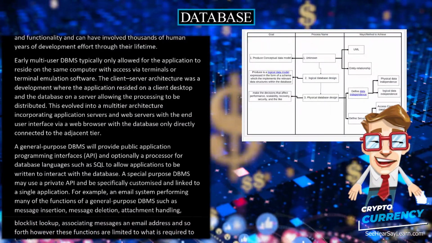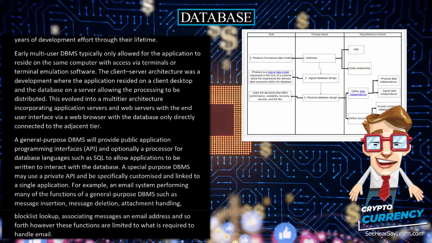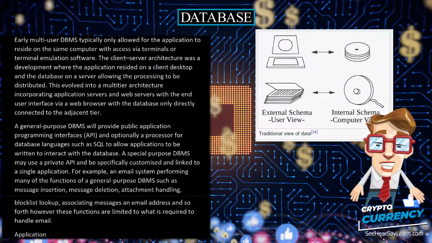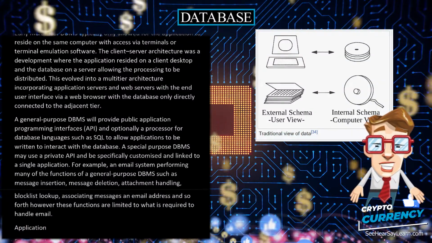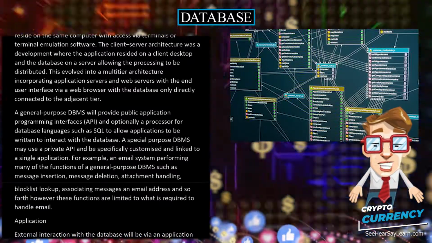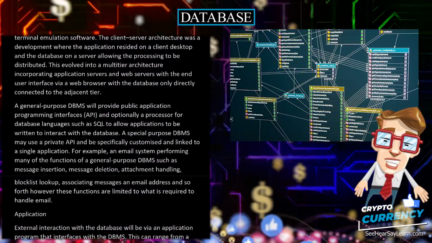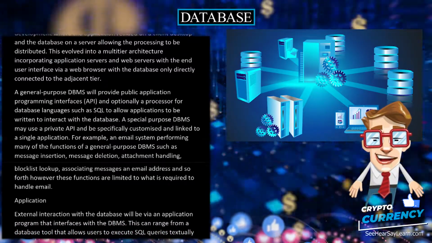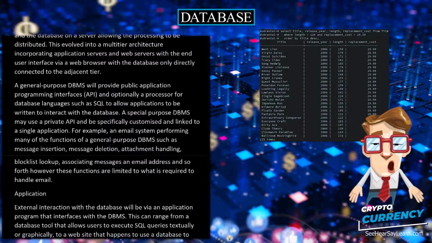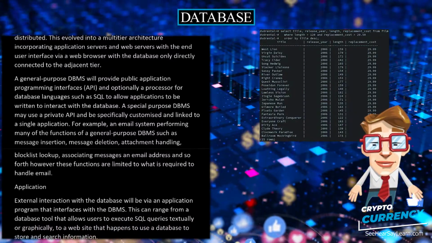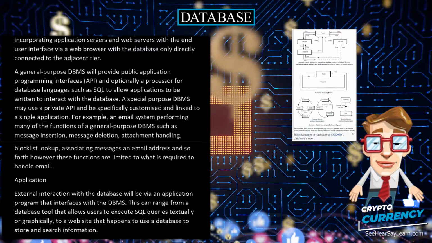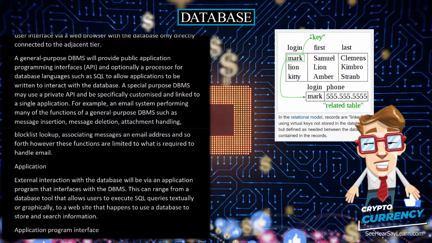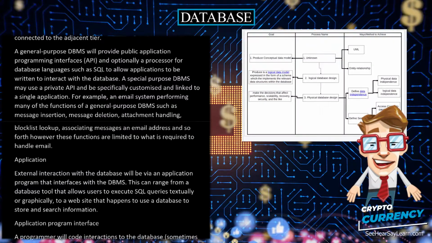A general-purpose DBMS will provide public application programming interfaces, API, and optionally a processor for database languages such as SQL to allow applications to be written to interact with the database. A special-purpose DBMS may use a private API and be specifically customized and linked to a single application. For example, an email system performing many of the functions of a general-purpose DBMS such as message insertion, message deletion, attachment handling, block list lookup, associating messages and email address and so forth. However, these functions are limited to what is required to handle email.